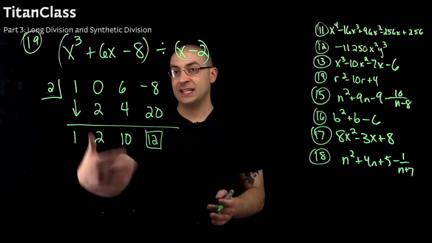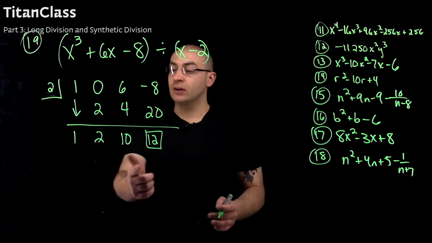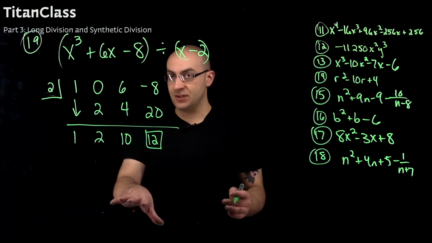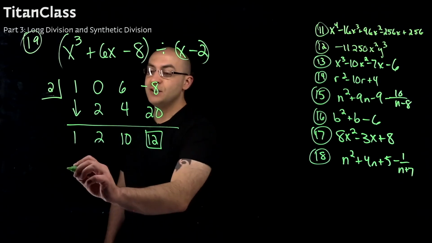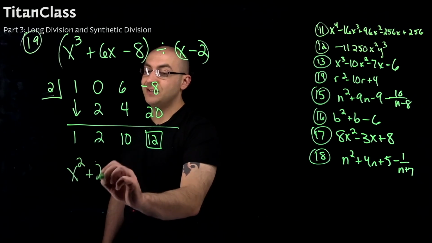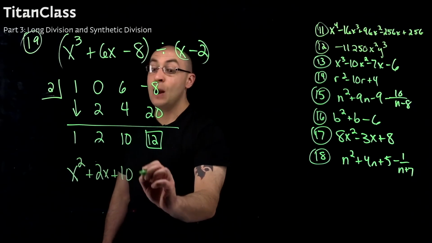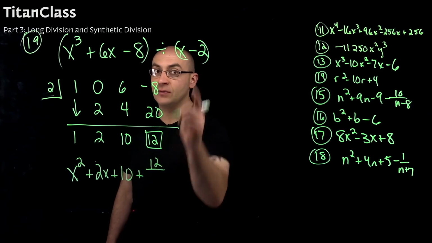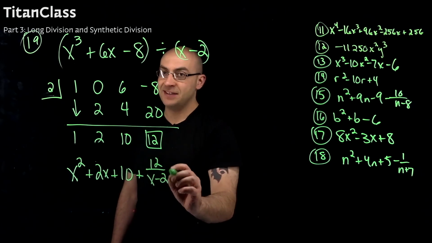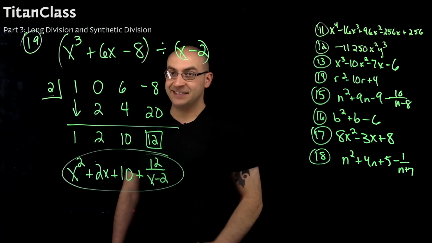We're just going to drop one exponent down, but we're going to go in order of x squared, then x, then the constant term, then the remainder. So this is x squared plus 2x plus 10 plus 12 over the original divisor of x minus 2, and we're done, right?